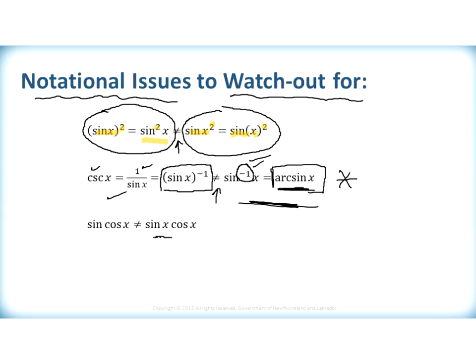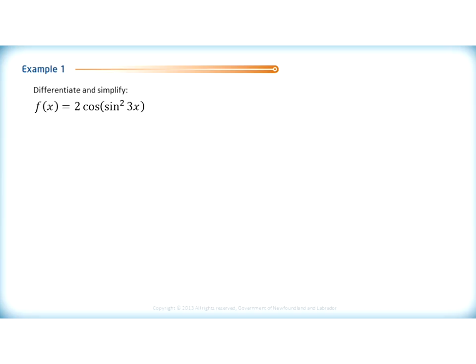And the last one is, be careful about arguments. Sine x cos x is 2 trig functions multiplied, but sine cosine x actually implies that we have a composite function with the cosine inside the sine. All of those things are details that you have to be careful about when you go and actually differentiate these things, so you don't get mixed up about which rules you're supposed to be using. So let's do some examples.